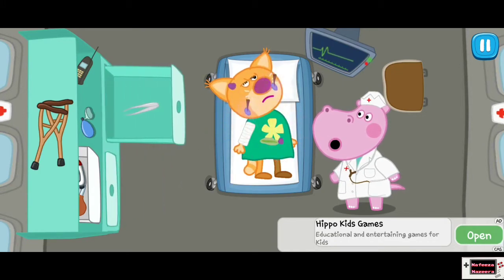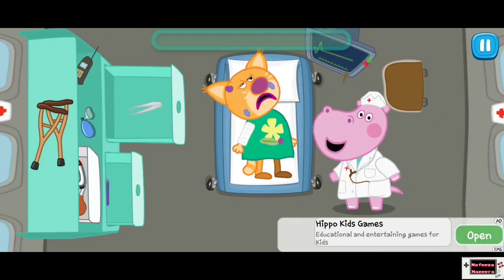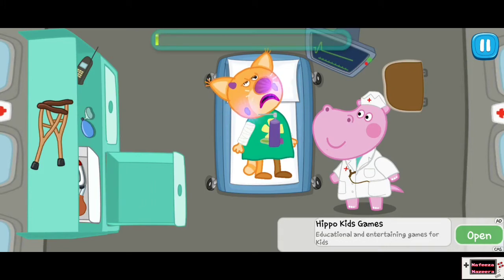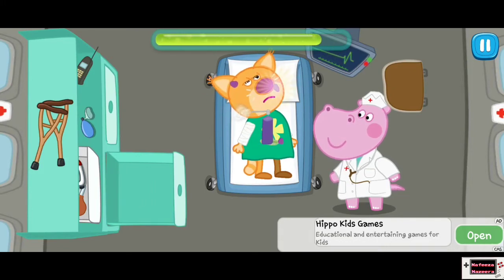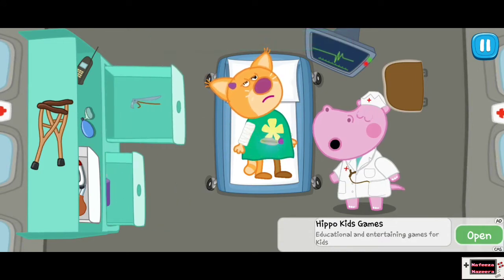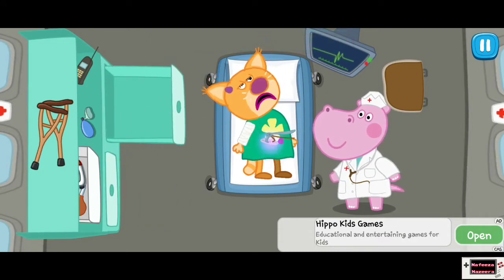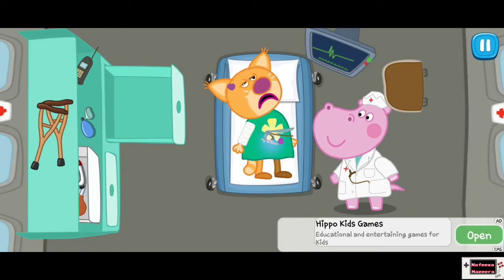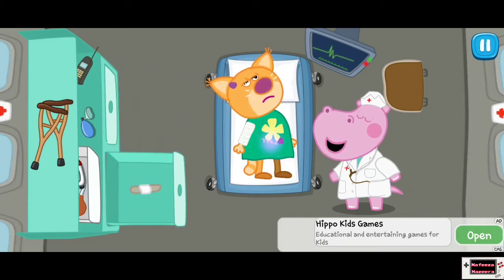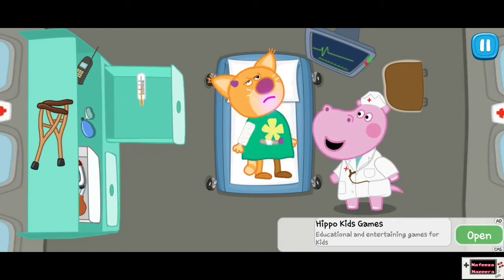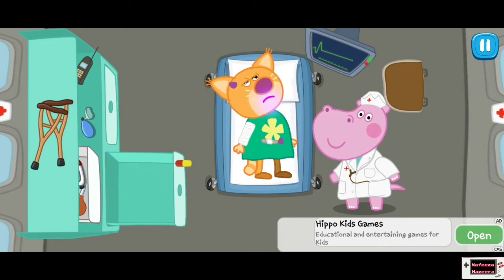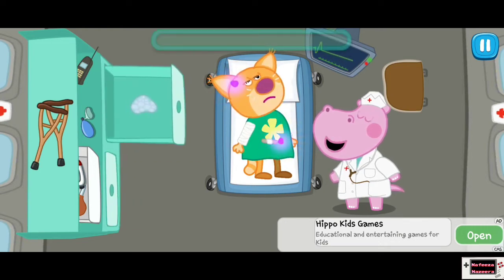Let's get rid of splinters. With mist places where the splinters were. Cuttings must be tied up with bows. Let's put plaster on the problem places. Let's check the patient's temperature. I knew that. Take a pill urgently. Put ice to the problem place.